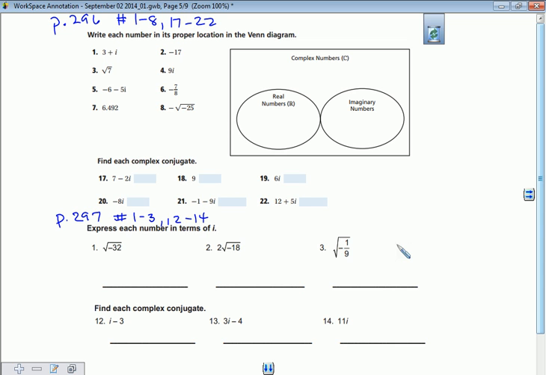Okay, after you take a glance at your campground task that I handed back, if you guys could finish up these problems, and we're going to go over them in just a moment.